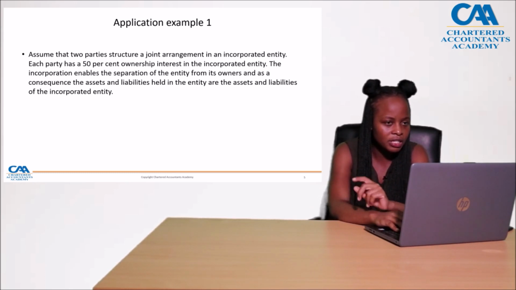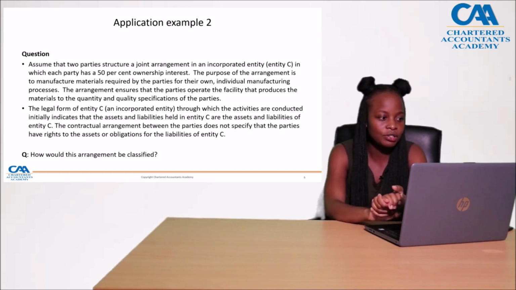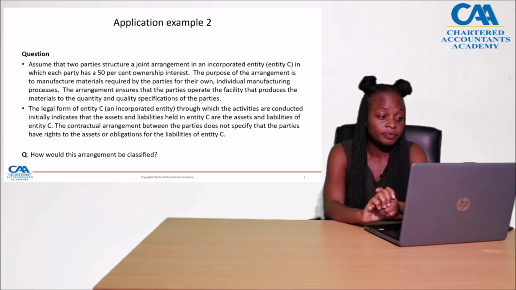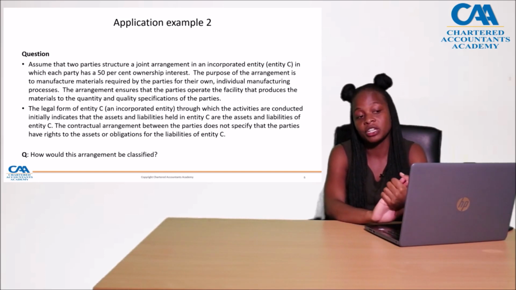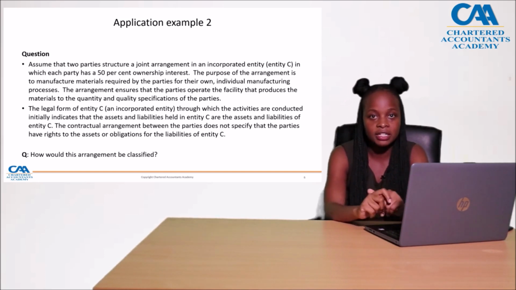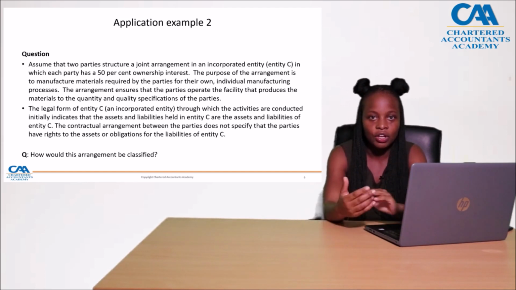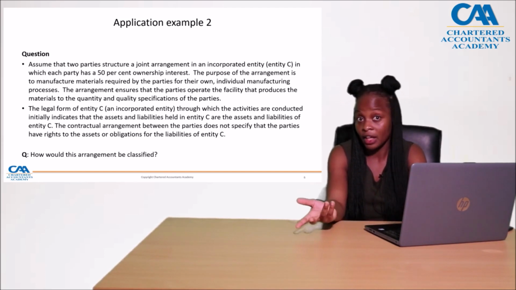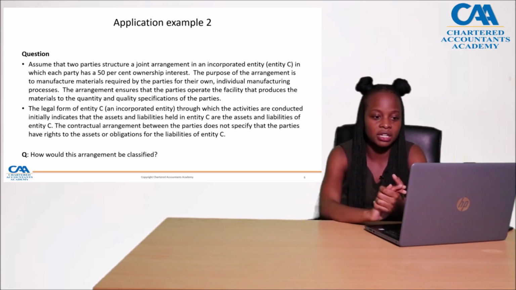Okay, let's get on to application example 2. It says, assume that two parties structure a joint arrangement in an incorporated entity, C, in which each party has a 50% share ownership interest. So in this case, separate vehicle. Yes, it could go joint operation or joint venture. At this point, we don't know because we haven't read enough.